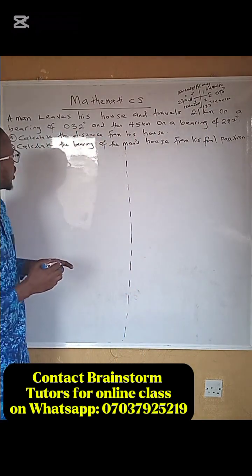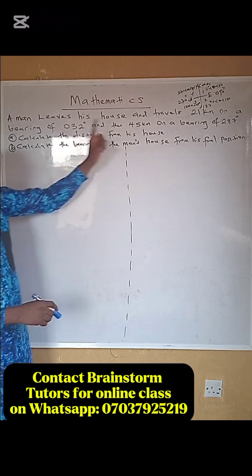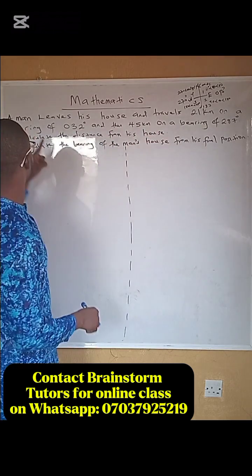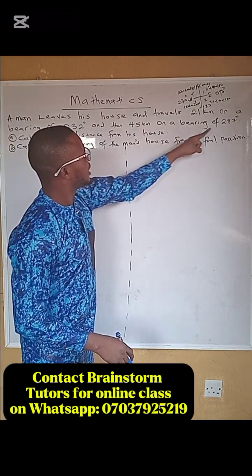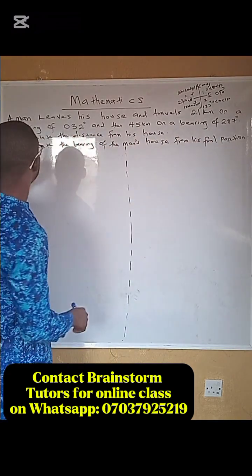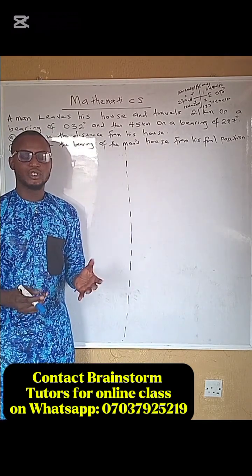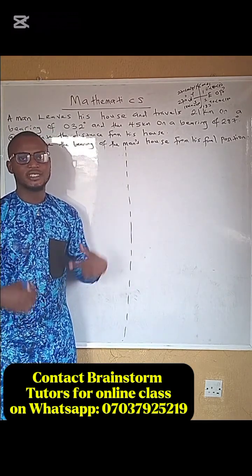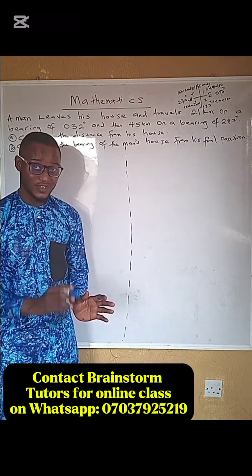Now, the next thing you also have to look at. They say that a man leaves his house and travels 21 kilometers on a bearing of 32 degrees, and then 45 kilometers on a bearing of 287 degrees. They said, calculate the distance from his house. I mean, from the starting point of the man to his final destination, they want us to calculate the distance apart between them. And it's very simple.